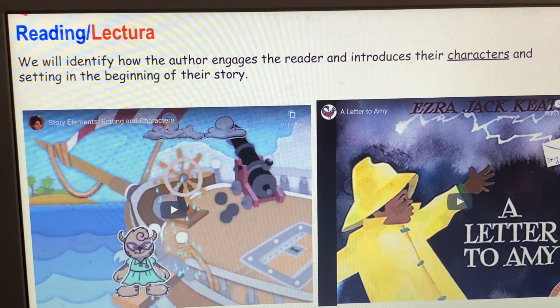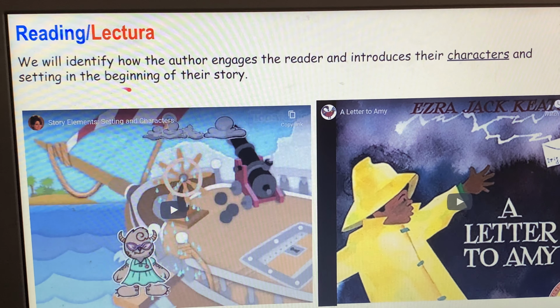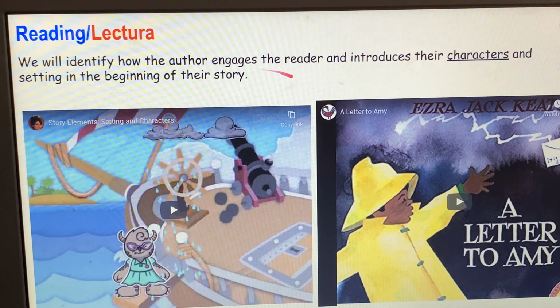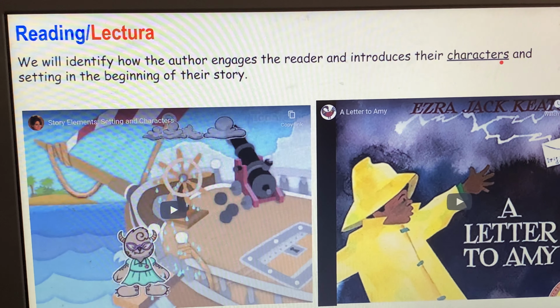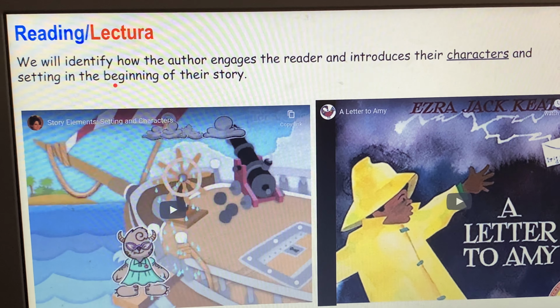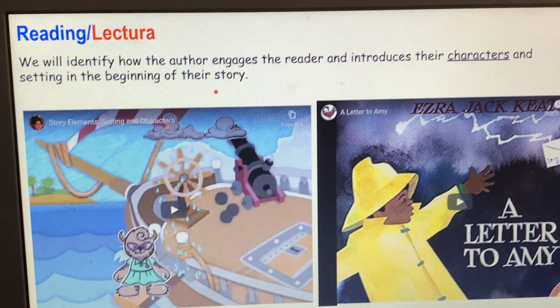Hello, readers. Today we will be identifying how the author engages the reader and introduces their characters and setting in the beginning of their story.